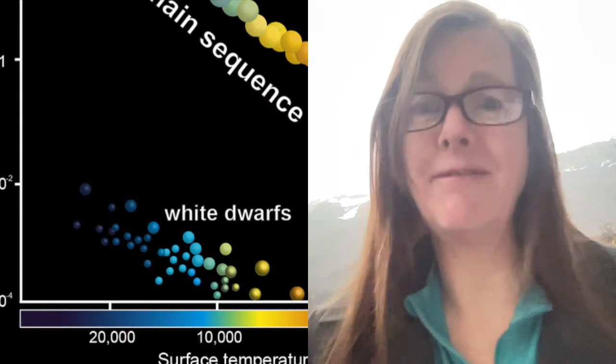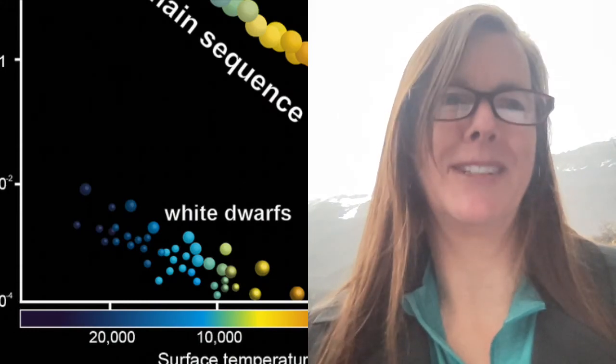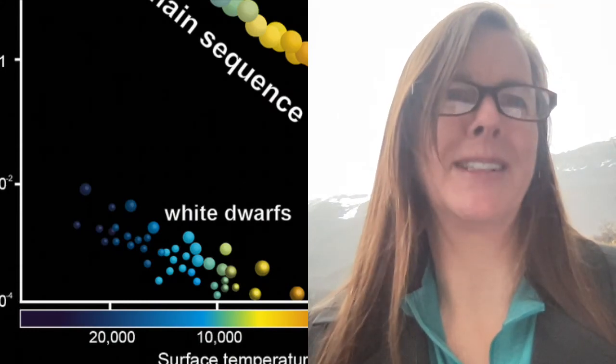Okay, we're on to the final group, the lower left. These are known as the white dwarfs. They're the final evolutionary stage of low to intermediate mass stars. They're very hot and bluish, but have low luminosities because they're very small.